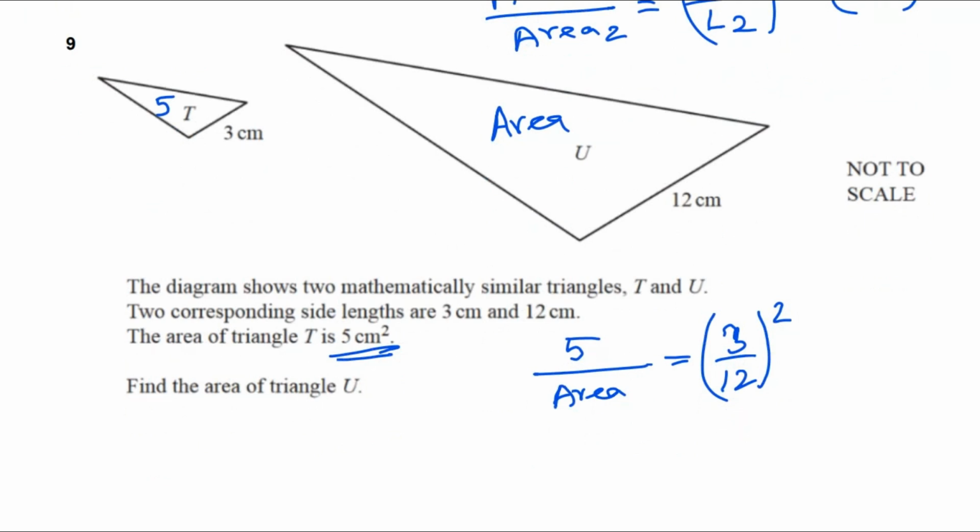Now make area the subject. Area is equal to 5 divided by 3 over 12, the whole square. 3 over 12 will be simplified into 1 over 4, the whole square, which is 1 over 16. So 16 multiplied by 5, 80 square centimeters.